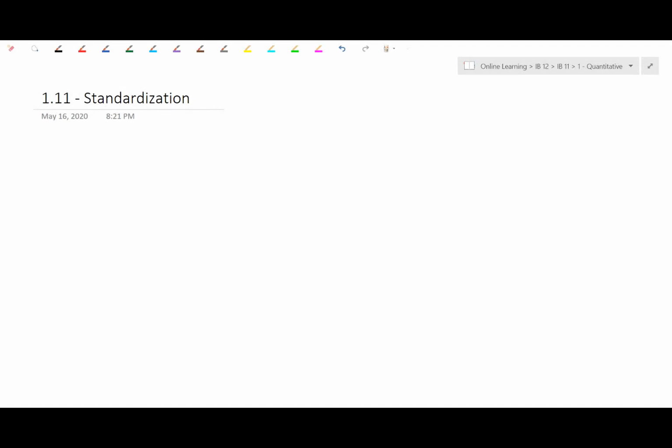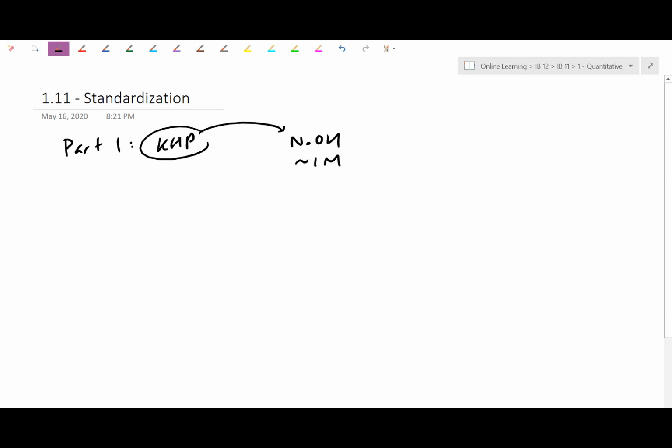Okay, so let's just recap on some of the main numbers that we have seen so far. Remember, this lab here is separated into 2 sections. So we have part 1. Part 1, what we did is we created a KHP solution from our primary standard. We used KHP to standardize an unknown NaOH, which we were told was about 1 molar.